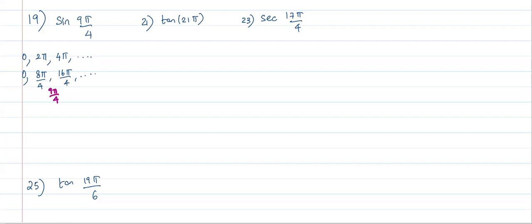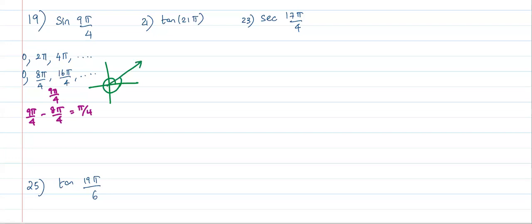You get that? Because 9 pi over 4 minus 8 pi over 4 is pi over 4. So if I were to draw this angle, how will this angle look? This angle will be, I complete one full revolution, that is 8 pi over 4, and then I travel another pi over 4. So this is what I have.